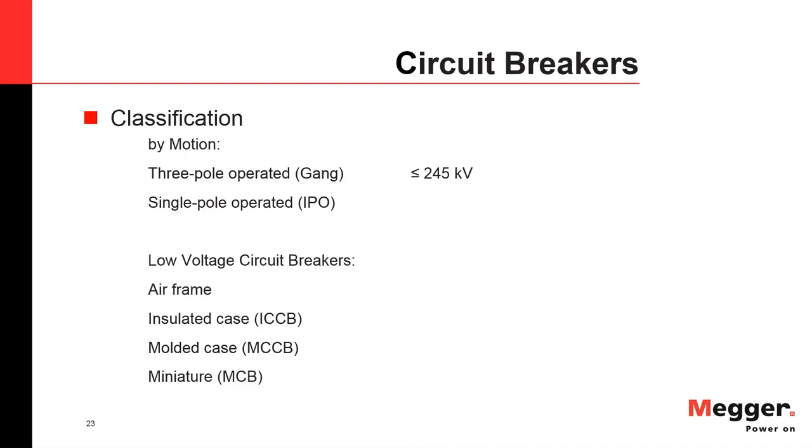And now, within this classification, the low voltage circuit breakers are pretty much a bubble in itself. It is circuit breakers still, but they're different from medium voltage circuit breakers and high voltage circuit breakers. And there's pretty much 4 different types. You have the airframe circuit breakers, then you have the insulated and molded case circuit breakers, and then you have the very small, the miniature circuit breakers, which are pretty much used in households as resettable fuses, for instance.